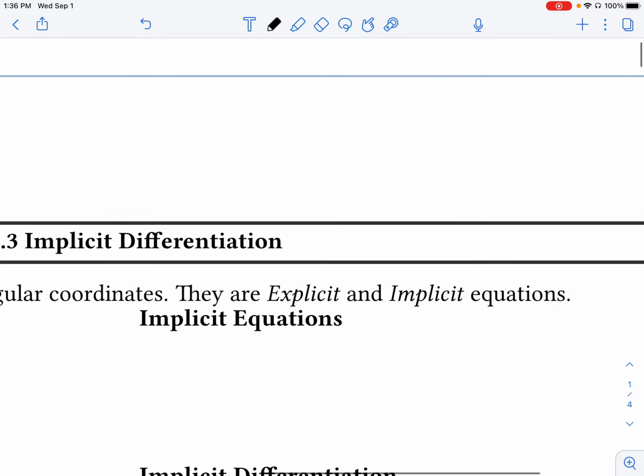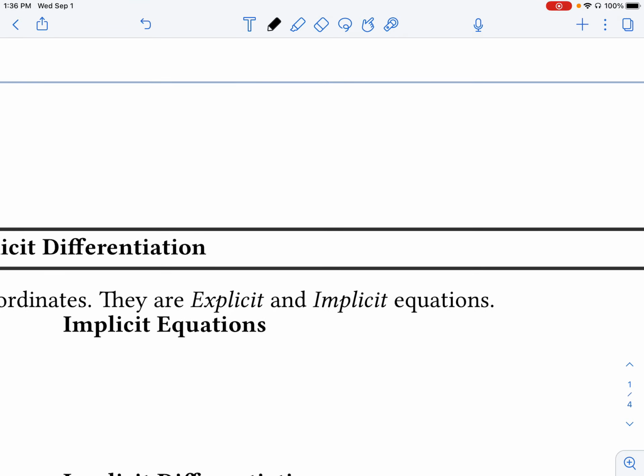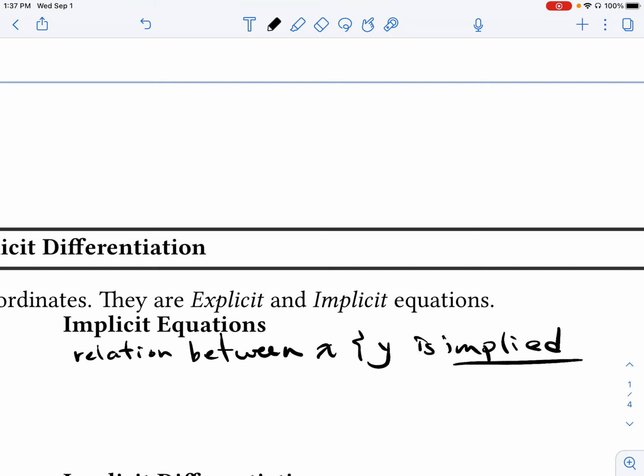There is also something called implicit equations. And this is a situation where the relation between x and y is implied. And a classic example of an implicit equation might be something like x squared plus y squared is equal to 1. Now, this is not to say that you can't express y in terms of x or x in terms of y, because a lot of times, most implicit equations, you might be able to do that. But what I do want to highlight here is that this is a situation where their relationship is implicitly defined.